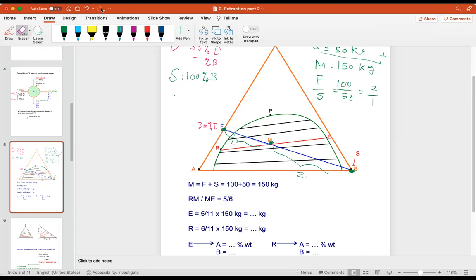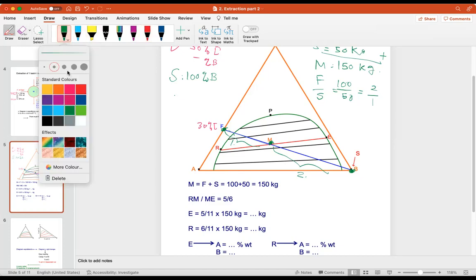Now, for example, from this 150 kilogram, after we mix them, it's going to be separated again, right? So which one goes to the extract, which one goes to the raffinate? That is the next question. To get which one goes to the extract and to the raffinate, again we have to check with the ratio.